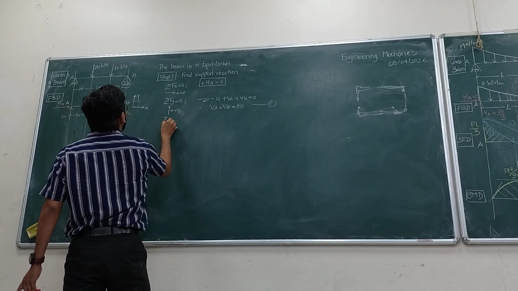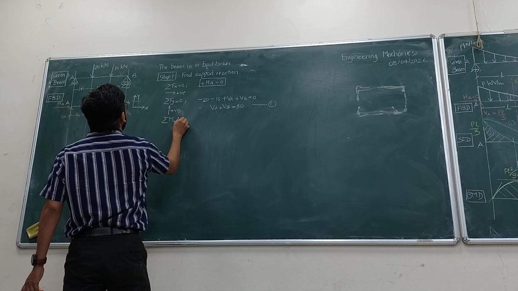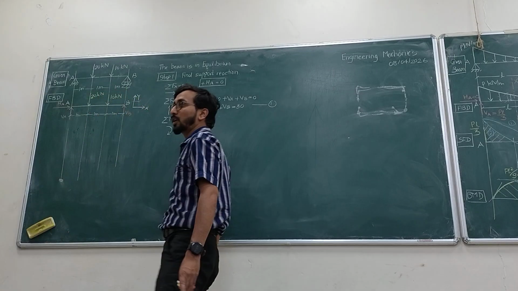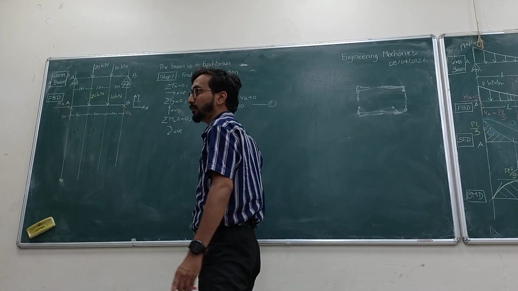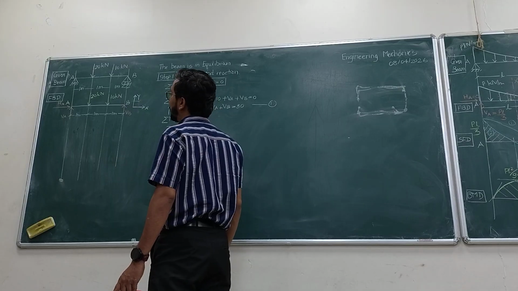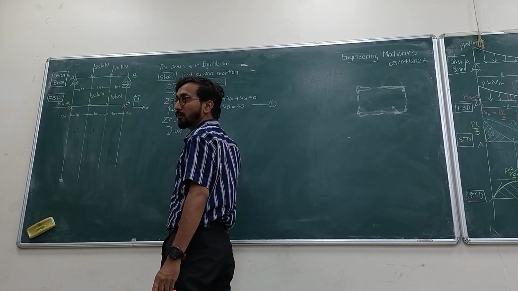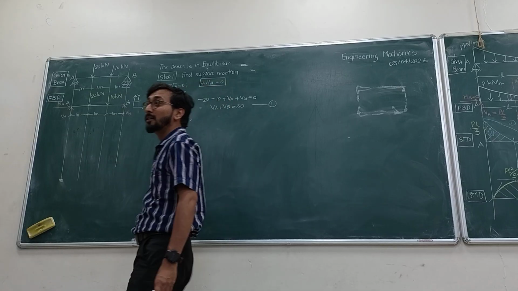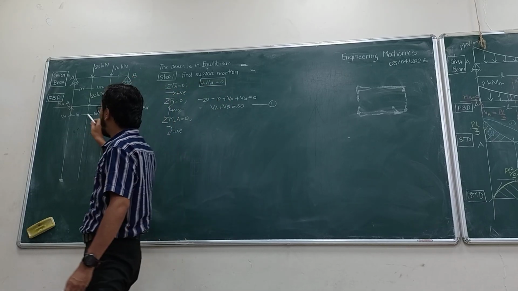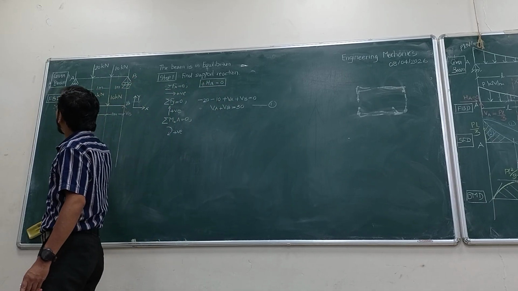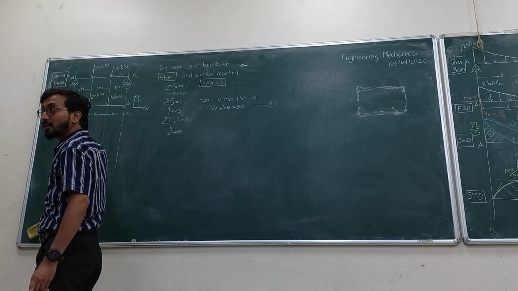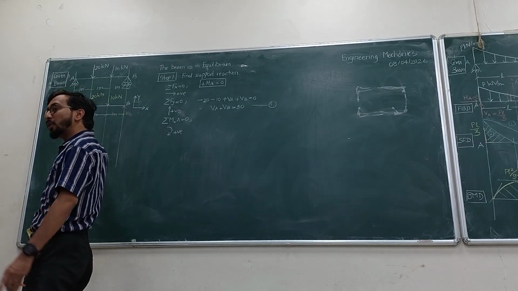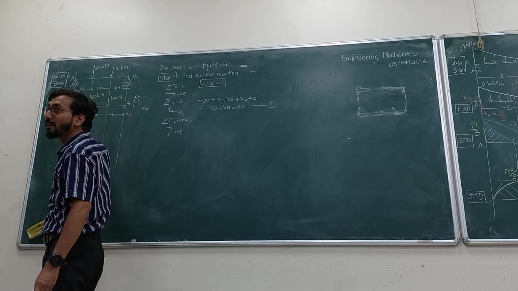Can you tell the moment equation? Summation of moment at A is equals to 0 if I consider clockwise positive. Can you tell how to take the moment at A? We are taking moment at this point. So the moment of HA will be 0, because HA is passing through that point only.